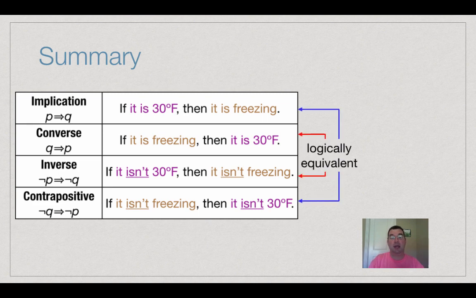So you can see the pairs of statements that are logically equivalent here. The two that have red arrows pointing to them are logically equivalent. And then the two that have blue arrows pointing to them are also logically equivalent.